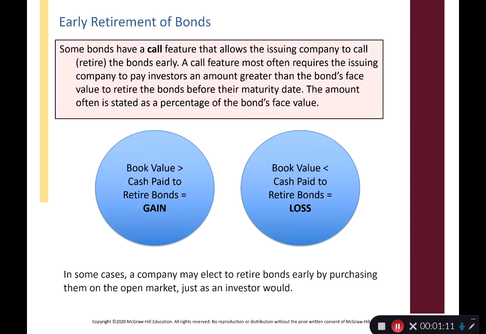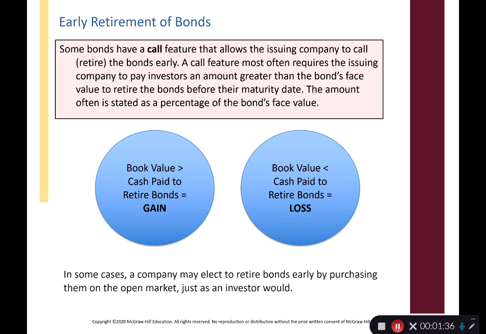Sometimes we may decide to pay off bonds early. The reason for that is just the same reason I would pay off a loan that I have early. I may pay off a loan early because I have the cash and I want to save interest, or because I want to refinance the loan at a lower interest rate because market rates have gone down. We're not going to do any of the journal entries involved for the early retirement of bonds.